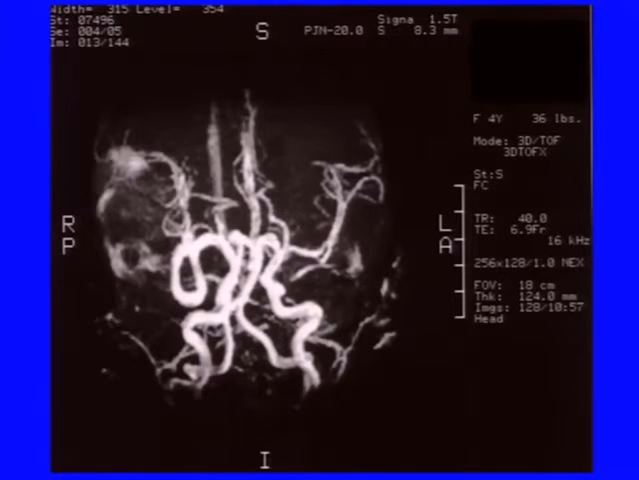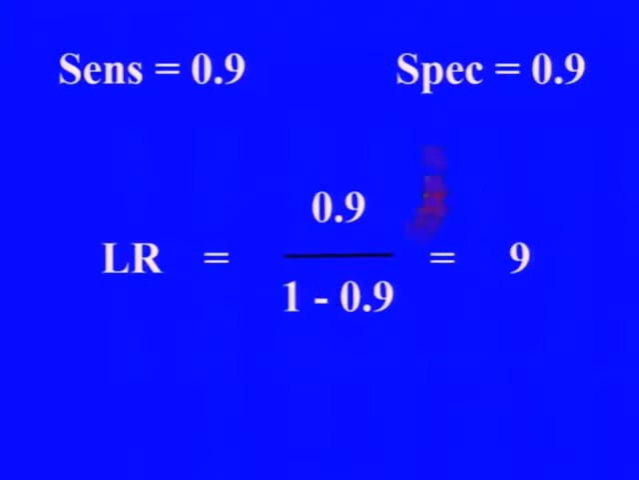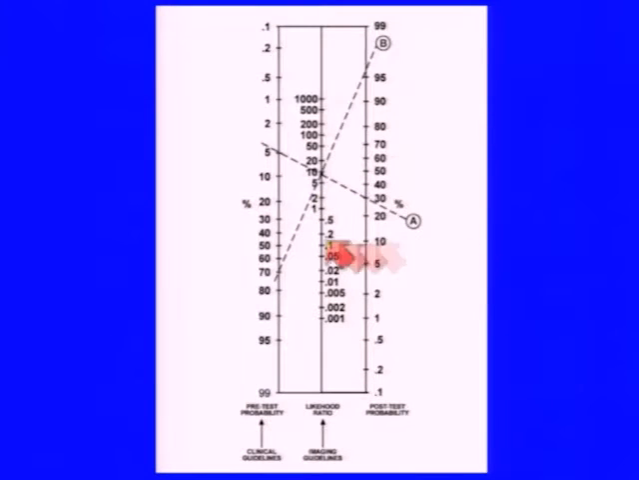This is a patient that comes to the emergency department with nonspecific headaches. We do a 3D time-of-flight MR angiogram. Here we can see that there's enlargement of the middle cerebral artery, and then there's an abnormality that we cannot define very well in those branches. So this MR angio without contrast has a sensitivity and specificity of 90%, and you can see that the likelihood ratio is 9, putting both parts of the equation together.